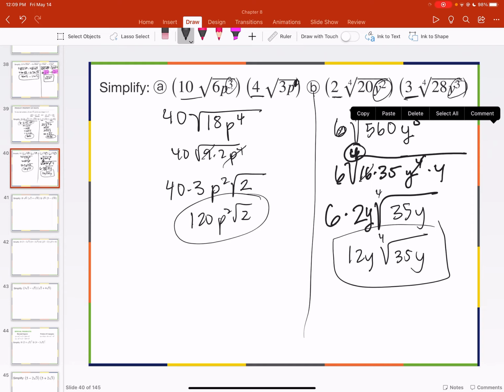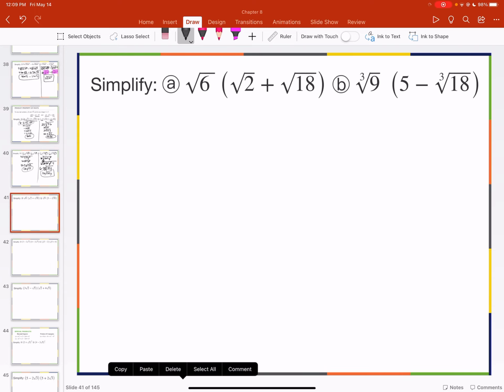Okay, let's do a few more. So here we have, we're distributing a radical. So this is going to be square root of 12 plus square root of 6 times 18, which is 7, nope, just kidding. 6 times 18 is 108.